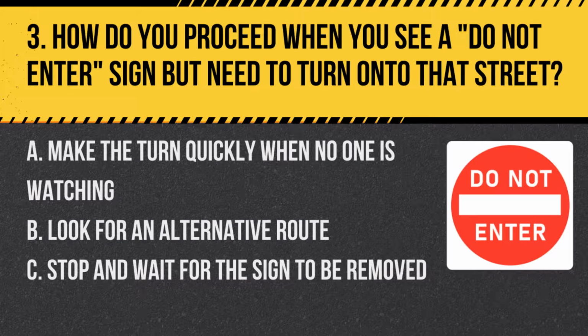Question 3. How do you proceed when you see a do not enter sign but need to turn onto that street? A. Make the turn quickly when no one is watching. B. Look for an alternative route. C. Stop and wait for the sign to be removed.